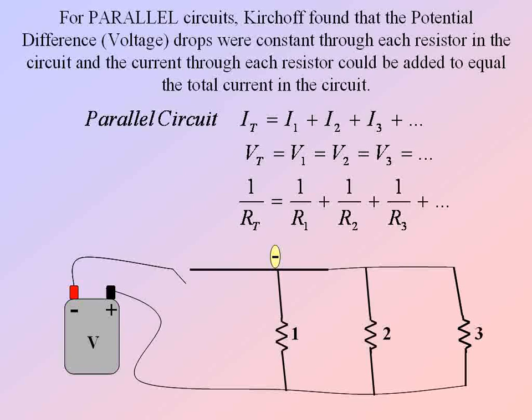At this point, some of the electrons can go through resistor number 1, some through number 2, and some through number 3.